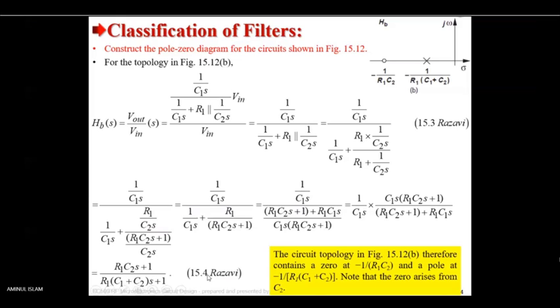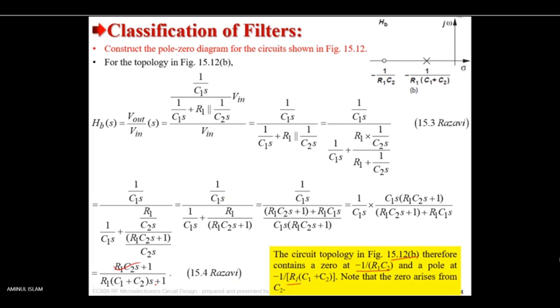Yes, sir. So this circuit topology in this figure 15-12b contains a zero at minus 1 upon R1 C2. Yes or no? Yes, sir. And a pole at minus 1 upon R1 (C1 plus C2) into S.